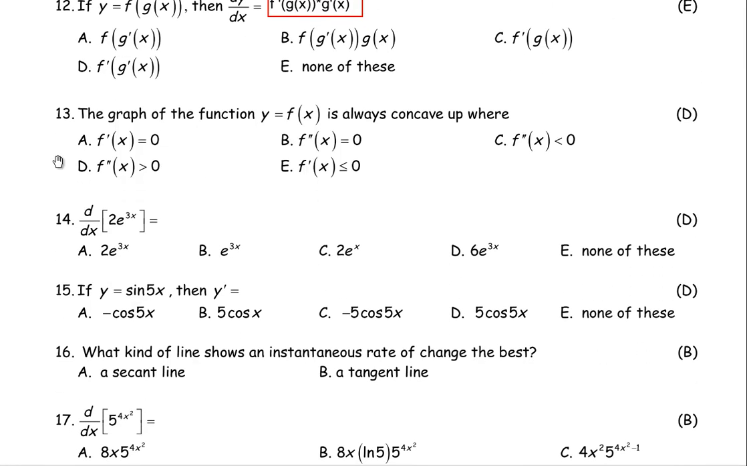And for number 13, the graph of the function y equals f of x is always concave up, where graphs are concave up where the second derivative is positive. That means that the function is looking like this.